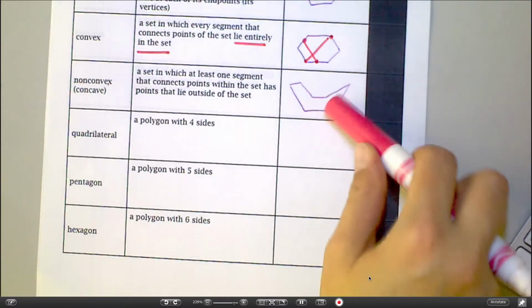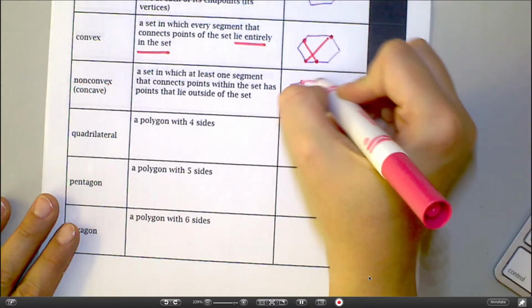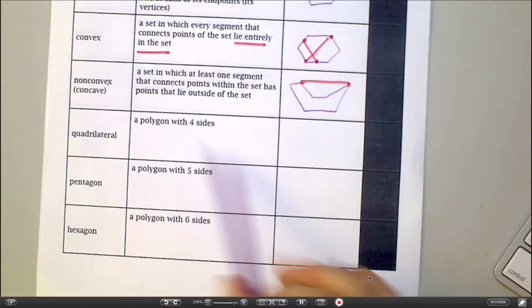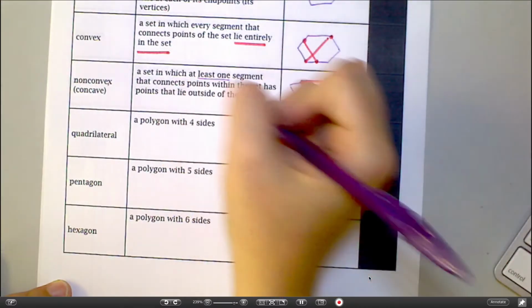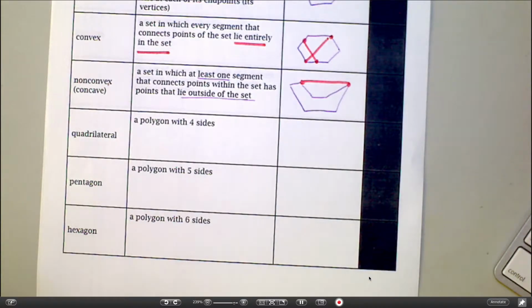What about this one? See how I could draw a line like here and connect that, and that pink line is outside of the shape? So there, if you have even one line, at least one line that's outside of the figure or outside of the shape, that's when you're non-convex. Okay? Does that make sense?